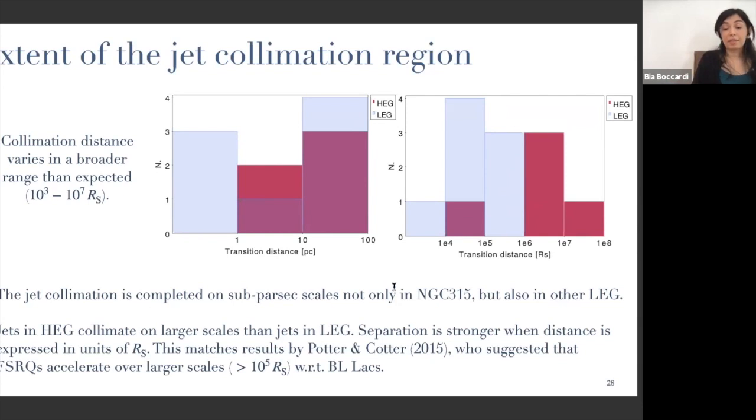It is interesting that this result, that powerful sources collimate on larger scales, matches the results obtained recently by Potter and Cotter, which show that the FSRQs, so the parent population of these powerful radio galaxies, accelerate over larger scales, typically larger than 10^5 Schwarzschild radii, with respect to BLX. So this also confirms that acceleration and collimation are co-spatial, they happen on the same scales, but they have different extents depending on the properties of the disk.